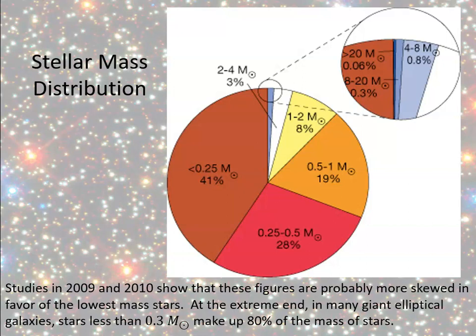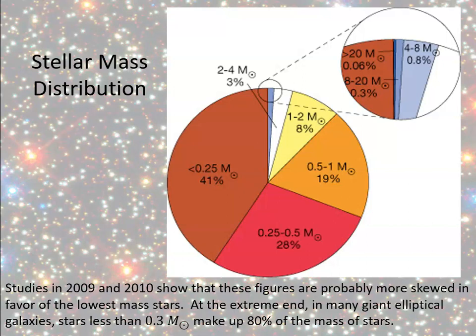Now, here is a pie chart showing the stellar mass distribution. In fact, this is an old pie chart. But even in this old pie chart, you see that the great majority of stars are less massive than our Sun. We have 41 plus 19 gives you 60, plus another 28 gives you 88. So even in this situation, 88% of stars out there are less massive than our Sun. In fact, more recent studies are showing us that there are even more in the way of less massive stars than we thought.